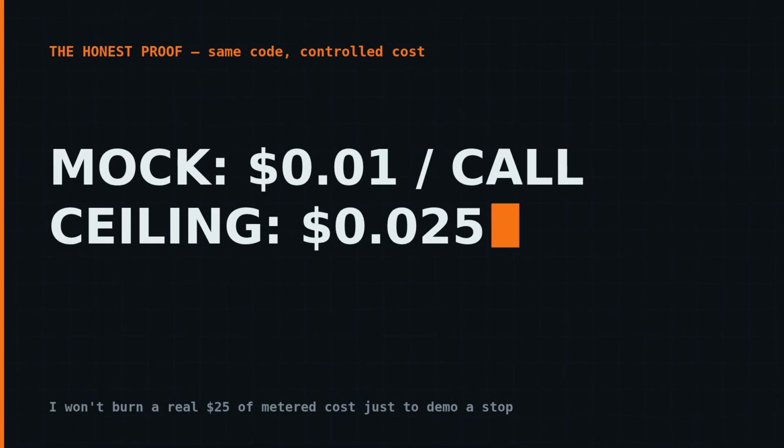So instead, I use the kit's own self-test mechanism, a mock agent that bills 1 cent per call against a ceiling set to 2.5 cents. Same control code, the real logic, just honest little numbers. Pennies instead of dollars, so the ceiling can actually trip and you can watch the mechanism do its job. This is not a reenactment of a $25 burn. It is the exact same guard, the exact same code path run under a cost I control, so the machine does the talking instead of me.